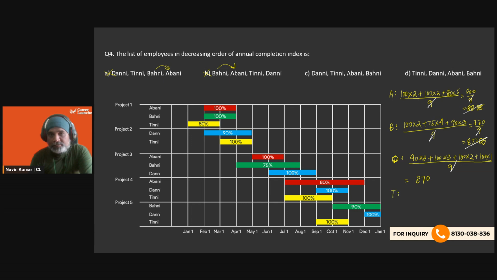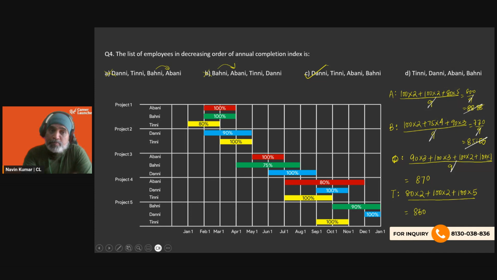Let's look at T now. For T, it is going to be 80 into 2. Then again, it's going to be 100 into 2. Then it is going to be 100 into 3 plus 2, right? So this is 100 into 5. Same thing, and this is going to be a 9. So ignoring that, this is 500 plus 200, 700, 700 plus 160, which is 860. So T loses by a very small margin. So D is more than T. So C becomes our answer.